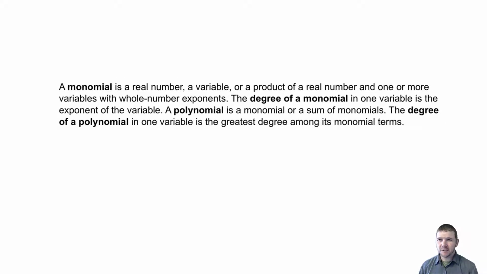A monomial is a real number, a variable, or a product of a real number and one or more variables with whole number exponents. The degree of a monomial in one variable is the exponent of the variable. A polynomial is a monomial or a sum of monomials. The degree of a polynomial in one variable is the greatest degree among its monomial terms.